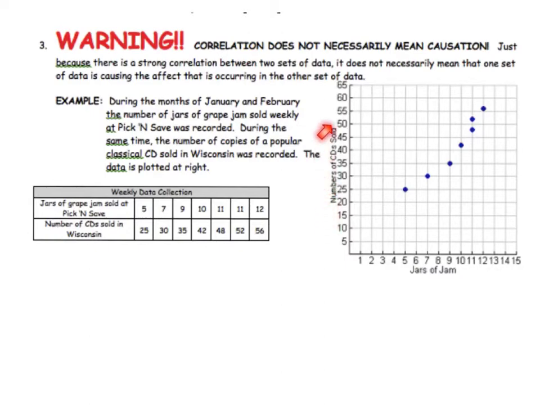And we can see that there is a strong positive correlation or a high positive correlation, but clearly the number of jars of jam that were sold really has nothing to do with the number of CDs sold. So one does not cause the other. So just because there is a correlation, it doesn't mean that there is a causation. Sometimes it does, but sometimes it does not.